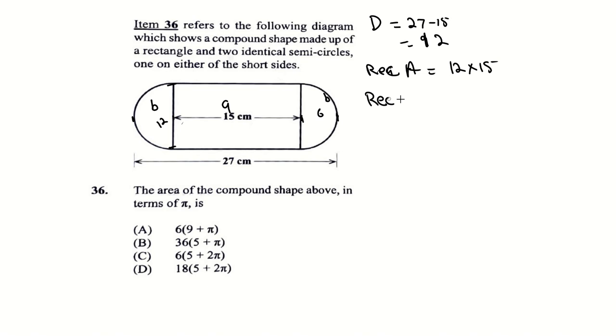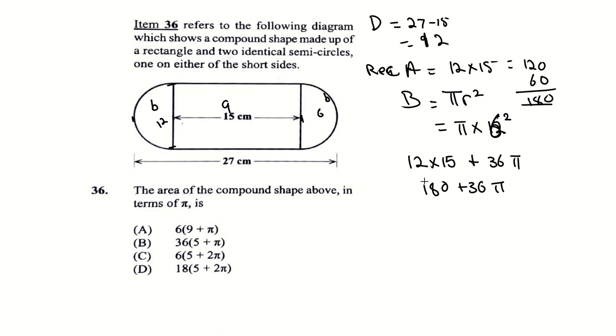Then the area of B, which is your two circles, is pi r squared. Right? Not 2 pi r, it's pi r squared, which is pi multiplied by, no, not 12 squared, 6 squared, because it's radius squared. So it's 6 squared. So this would be 12 multiplied by 15 plus 36 pi.